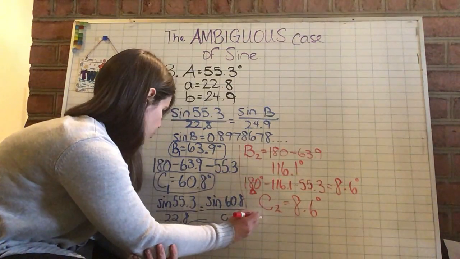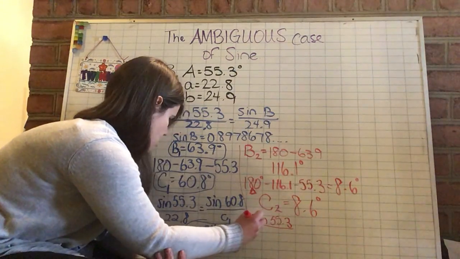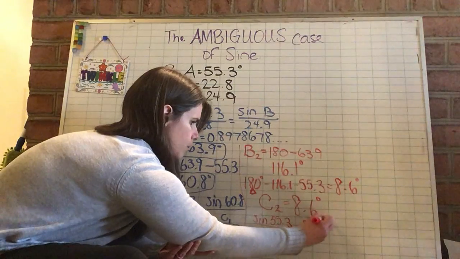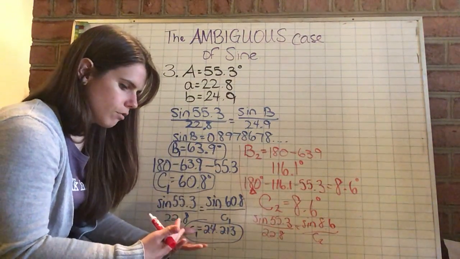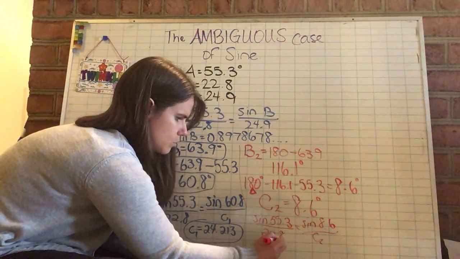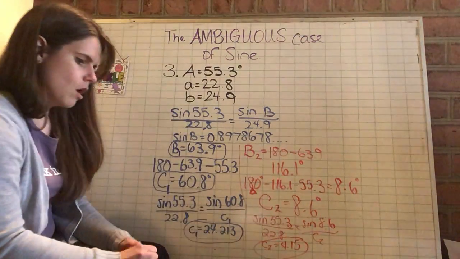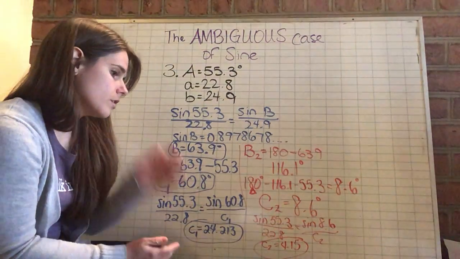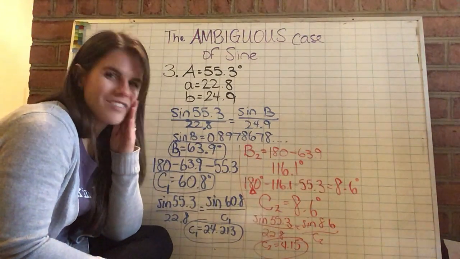So to finish this one really quick, sine 55.3 all over 22.8 equals sine of 8.6 all over little c sub 2. Do the math, use your calculator, and you should end up with little c sub 2 is 4.15. All right. Okay, so kind of long problem. There's a little bit of math there that needs to be done just to check.